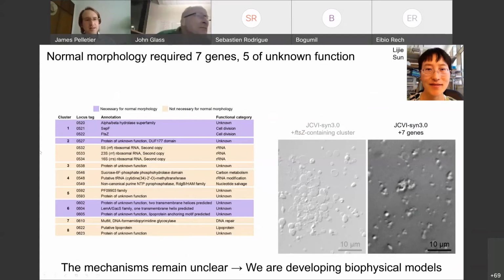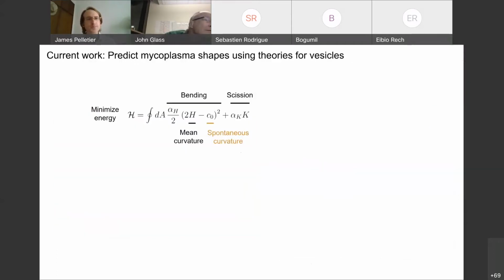And the exciting thing is that of these 7 genes, 5 of them do not have a known function, but based on their sequences, many of them are predicted to associate with a membrane. But the mechanism by which they shape the membrane remains unclear. So in the remaining minute, I just want to highlight our current work in which, to guide experiments, we're trying to develop biophysical models for ways in which genes could shape the membrane and therefore contribute to cell division.